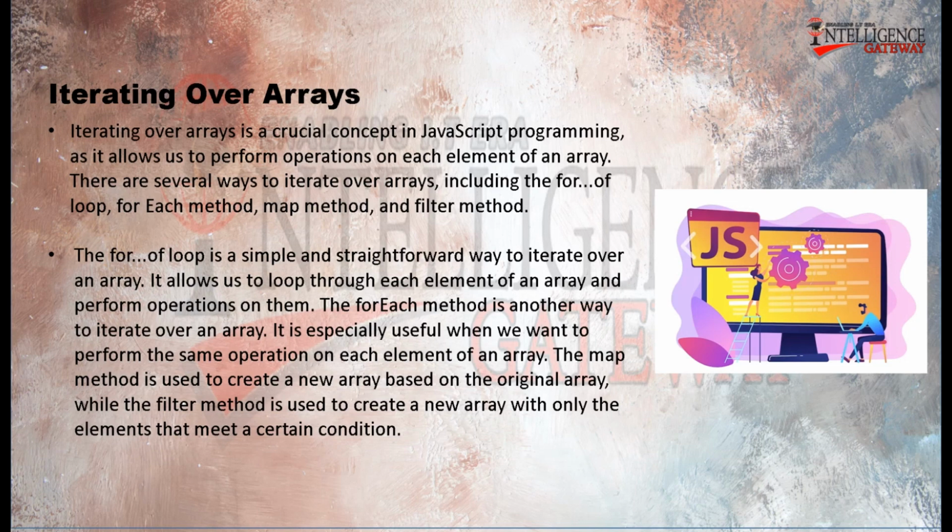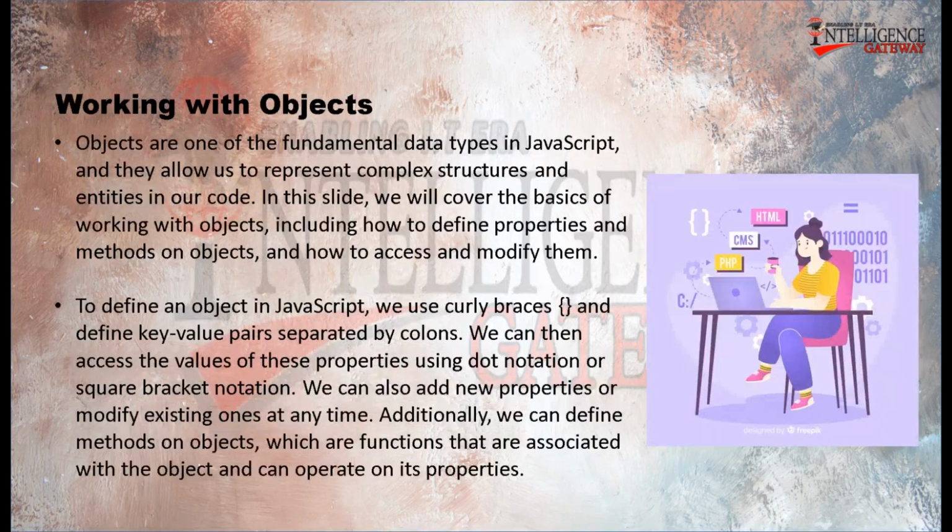The forEach method is another way to iterate over an array. It is especially useful when we want to perform the same operation on each element of an array. The map method is used to create a new array based on the original array, while the filter method is used to create a new array with only the elements that meet a certain condition.